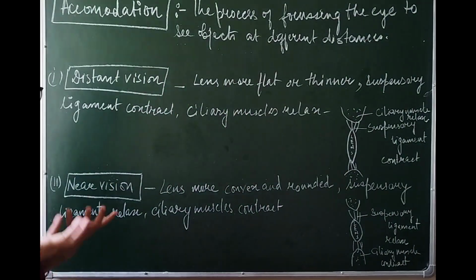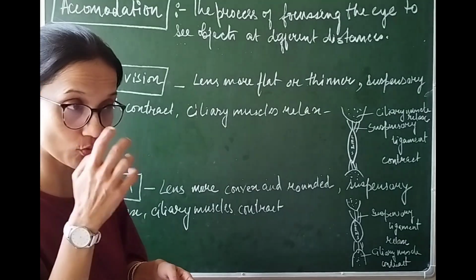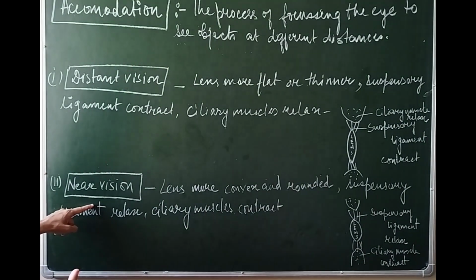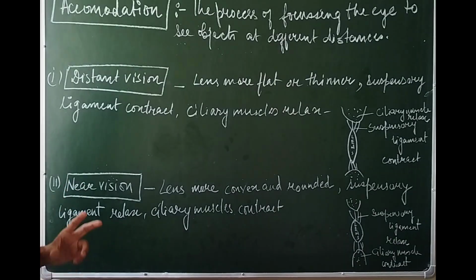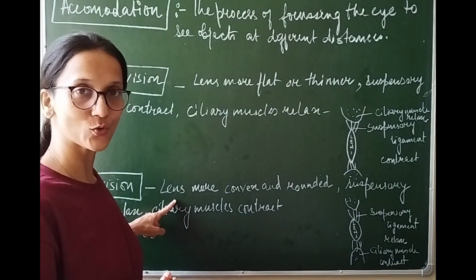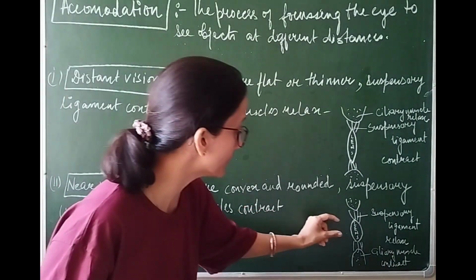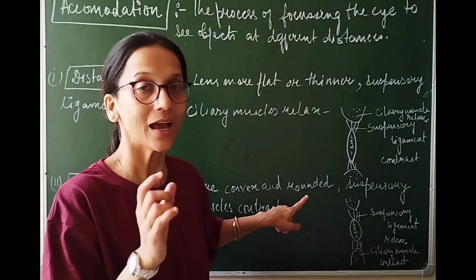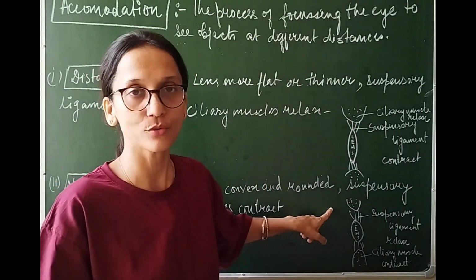Now when you are reading a book or something which is very close, or maybe you are threading a needle, in such conditions your eyes immediately adapt themselves for near vision. Near vision means the shape of the lens is going to change. The lens is going to be more convex, a little bit convex, and rounded. Again, either you're going to use the word convex or you're going to use rounded.